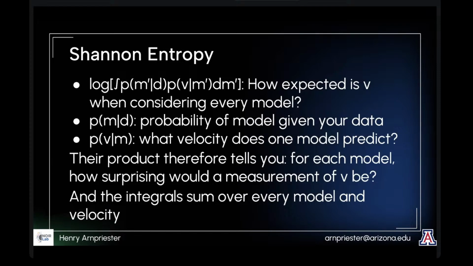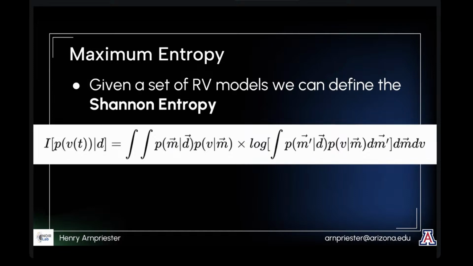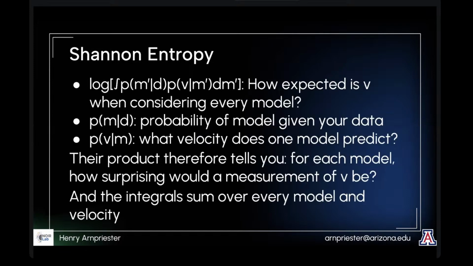What that says is it weights this Shannon entropy by the probability of your model given your data. So essentially, how likely that model is informs how much we weight it in our entropy calculation. And then this last term says, what velocity does each model predict? So when you take that product, it tells you for each model how surprising a measurement of v would be. Then when you integrate over every model and every velocity, you get one number per time that tells you how shocked I would be, averaging over all my models, to measure this velocity.